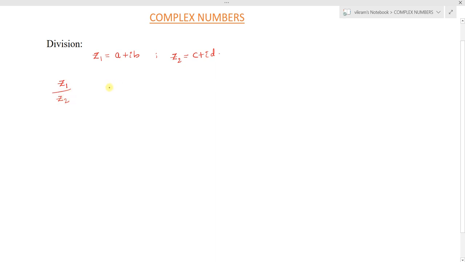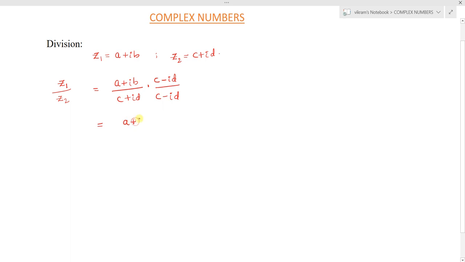z1 by z2 is nothing but a plus ib by c plus id. Now what we have to do is simply rationalize with the denominator's conjugate. What is the conjugate? The denominator is c plus id, and the conjugate is obtained by changing the sign of the imaginary part, so we can write it as c minus id. Let's go with the simplification.